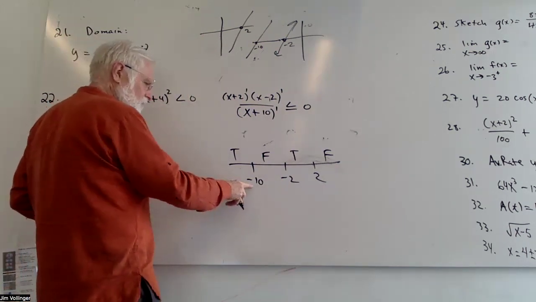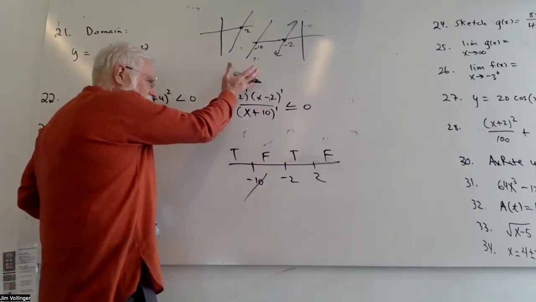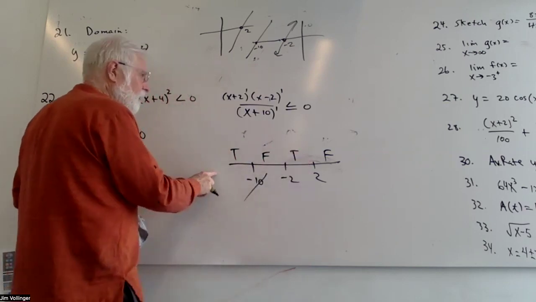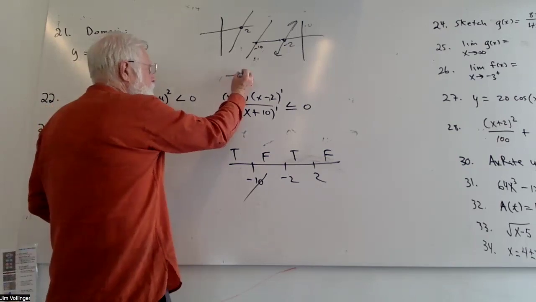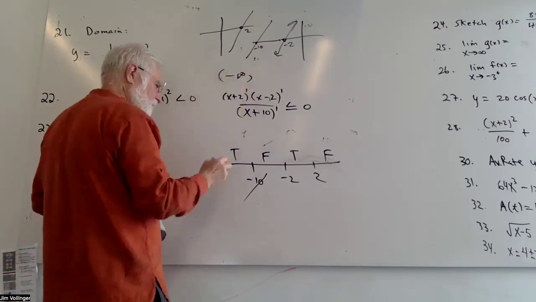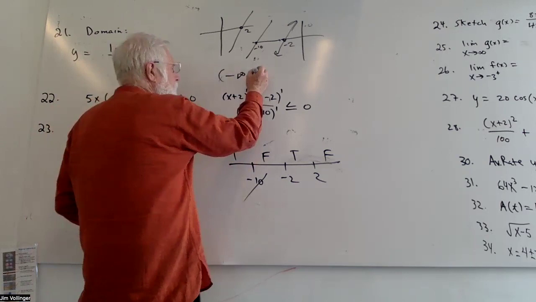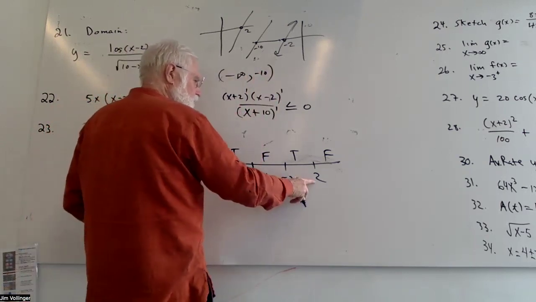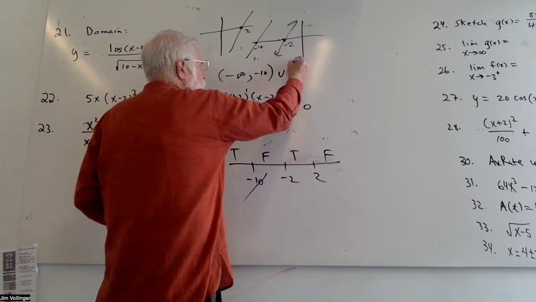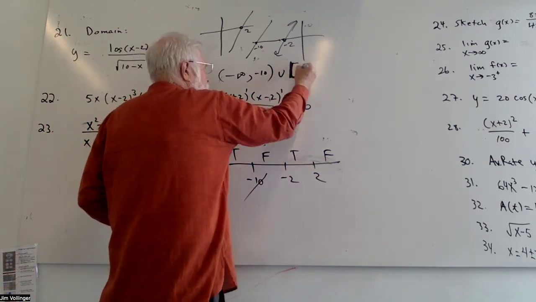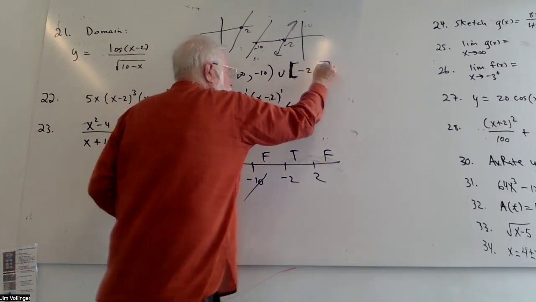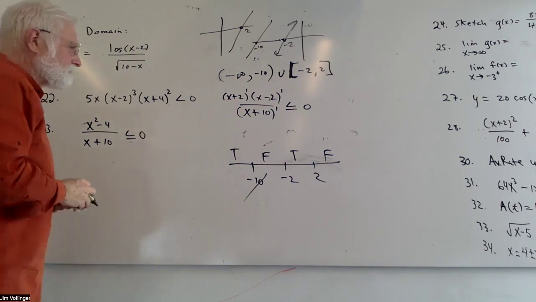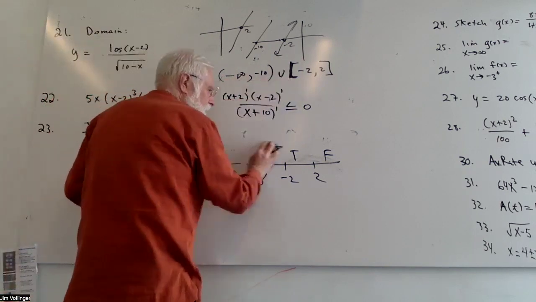So what works? I can't use negative 10, because I can't divide by zero. Otherwise, this works. So what do I have? I have negative infinity to negative 10, and negative 10 does not work, so it's a parenthesis. But negative 2 to 2 does work. So union, bracket, negative 2 to 2. And I hope that I didn't make any mistakes with that because I'm talking and not thinking about the problems enough. But I believe that should be true.